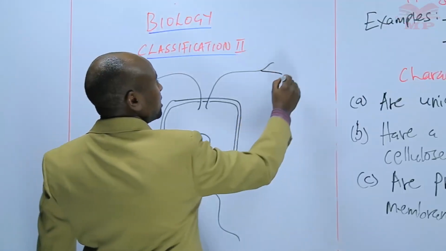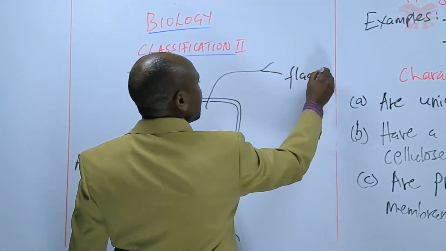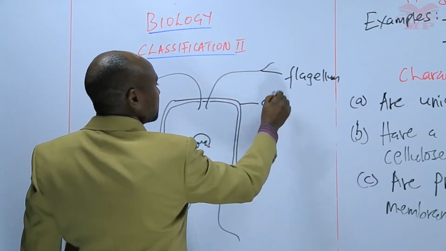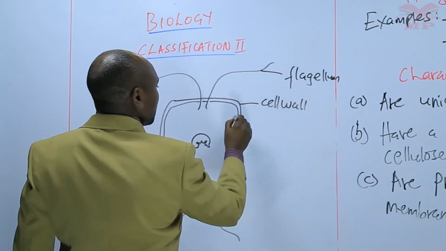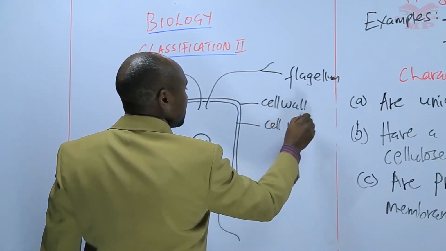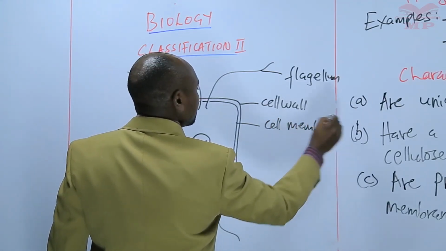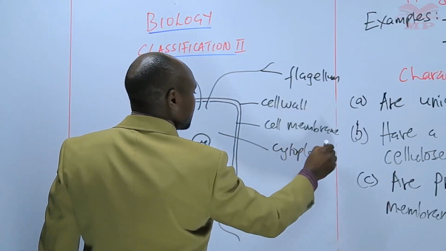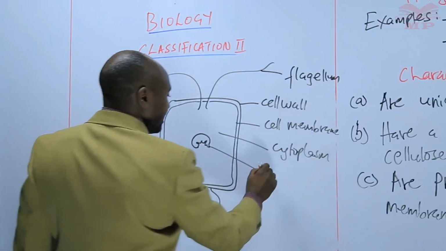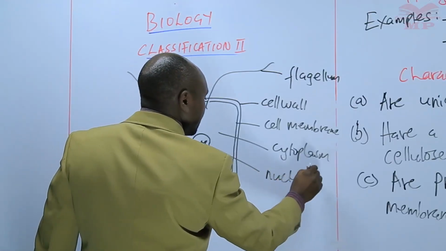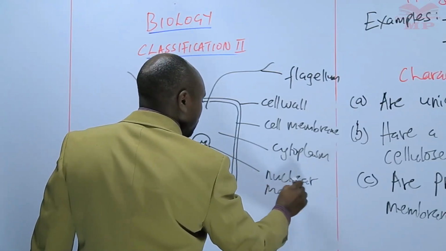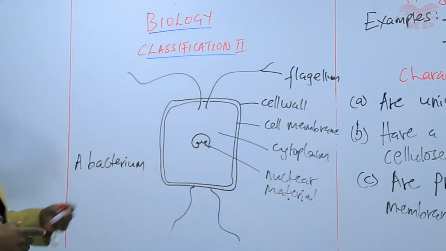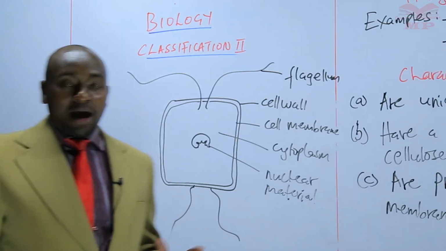The first structure here, we refer to it as a flagellum. Then we have the cell wall. We have the cell membrane. Then we have the cytoplasm. And then finally we have the nuclear material. The nuclear material. So this is a general structure of a bacterium.